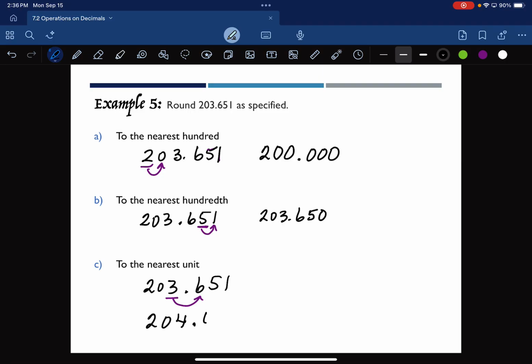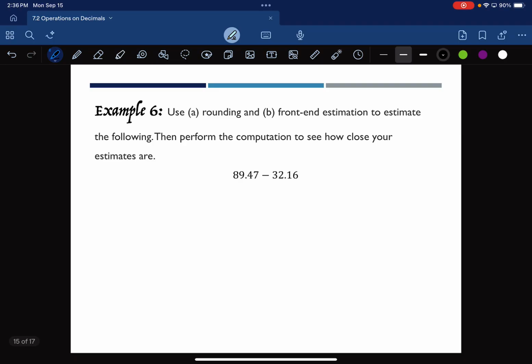And everything else after it, again, you could leave them off if you wish, or you can write them out as zeros. And the choice part is the ones that are after the decimal place. Okay, let me show you the difference then in rounding and front-end estimation. And then we will table our last example for next time so we have time for the group work.